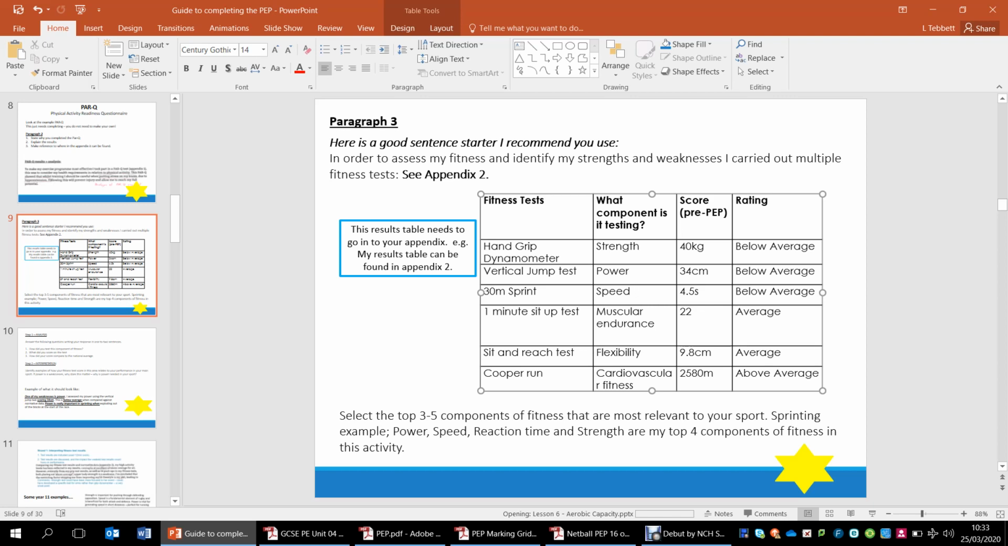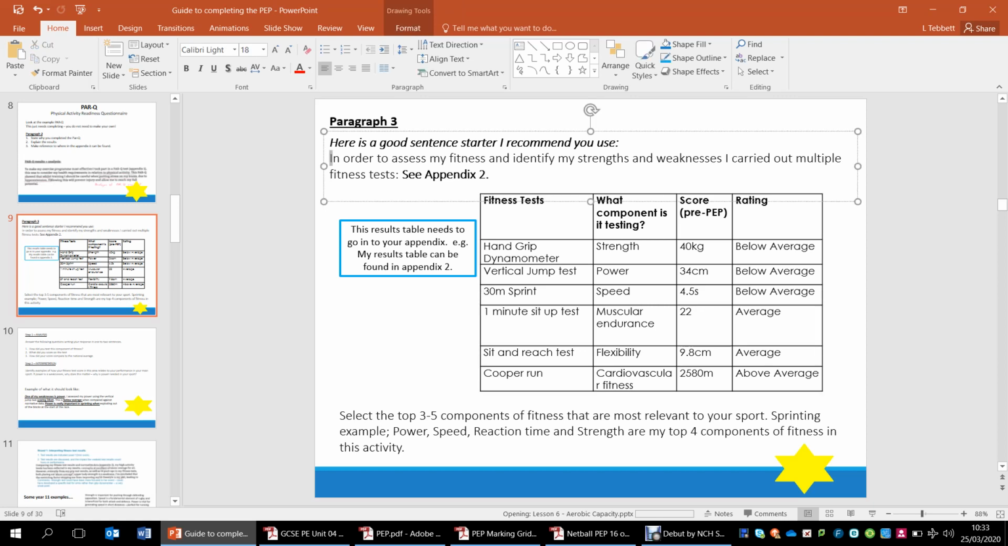It's really important to know that this fitness table shouldn't actually appear in your main body of your assignment. For this section, the idea is that you need to analyse these results, tell us what they show, and then ultimately interpret them and relate them back to your performance, and show that you understand how they impact your performance.